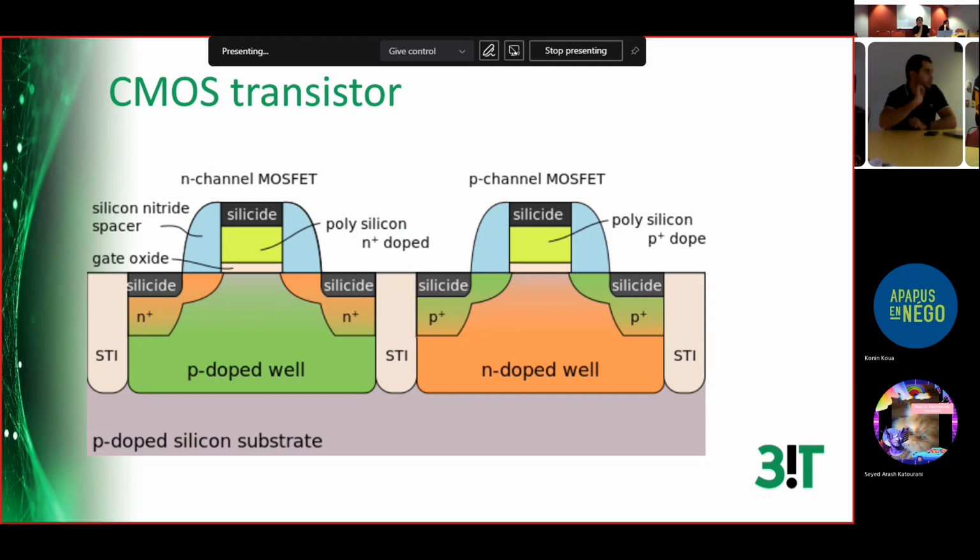By adding dummy, you just add more space between the edge. It's the exact same thing as the well proximity effect. But now it's not the well, because you are not in an N-well, you are in the substrate. So if you add dummies, it will still be STI. The dummy here will be your dummy, but then your real device will be far from this STI.